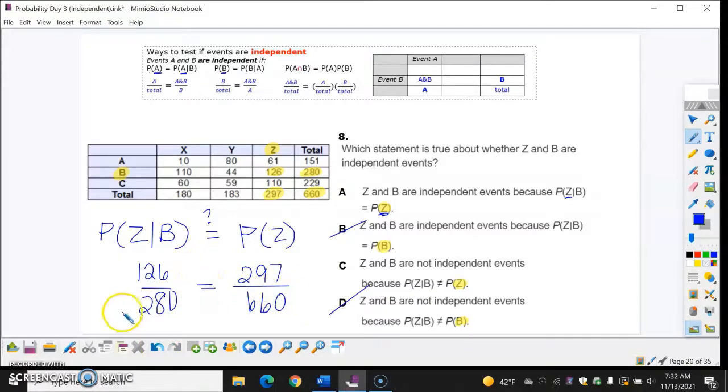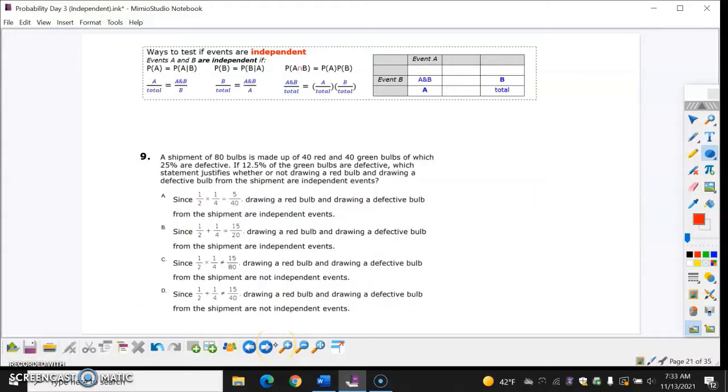Okay, if you divide 126 out of 280, you get 0.424242. You also get 0.424242 if you divide 297 out of 660. That means these are independent events. The probability of Z on its own is the same probability as Z out of the B category. All right, let's look at another one.